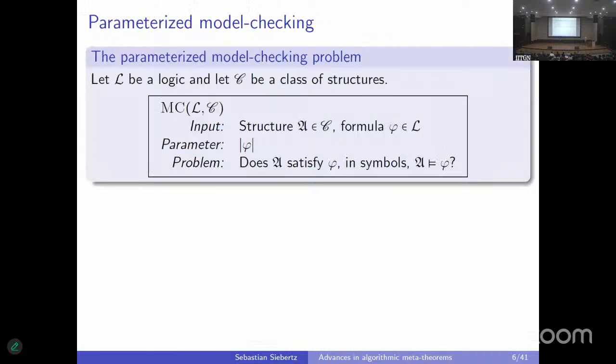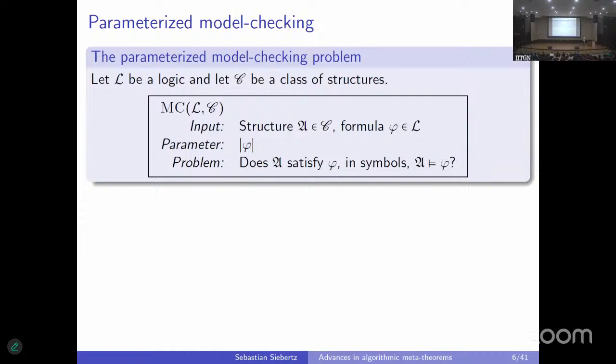So maybe we can do more when we look at parameterized complexity. In parameterized complexity, we try to look in a more refined way. We don't measure the running times only with respect to the input size, but with respect to some additional parameter. And let's say the parameter is the length of the formula.